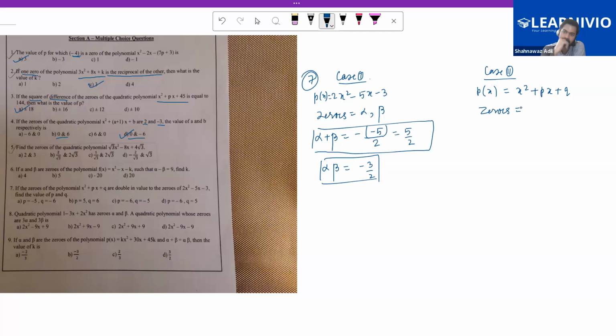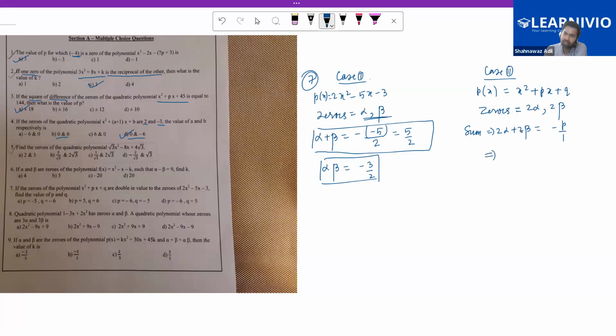The zeros can be, if this one has alpha and beta, this one has double. So what would be the zeros? 2 alpha, then 2 beta. Yes, absolutely correct. So now we can find out the sum of the zeros. Sum of the zeros would be 2 alpha plus 2 beta, and this would be minus p by 1, correct? Yes, sir.